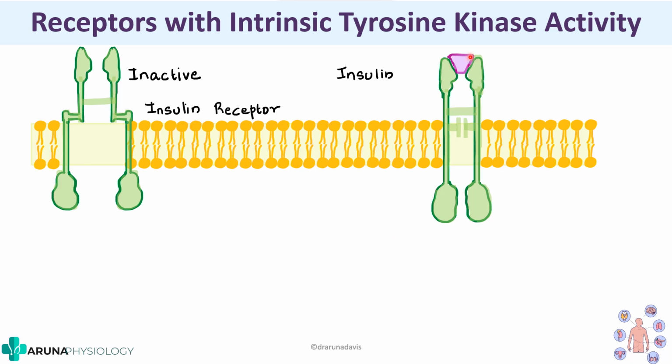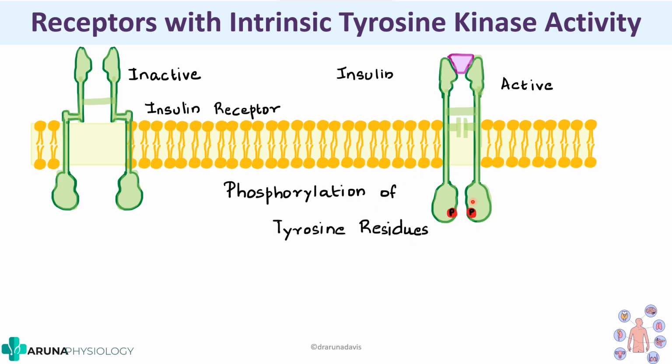And this will cause a conformational change in the hormone receptor. And this conformational change will activate the tyrosine kinase activity that is present within the intracellular domain. Okay, so it already has tyrosine kinase activity, so that will be activated. This in turn will cause autophosphorylation of the tyrosine residues. So that means the receptor would activate itself because it has got intrinsic tyrosine kinase activity. So there will be phosphorylation of the tyrosine residues.